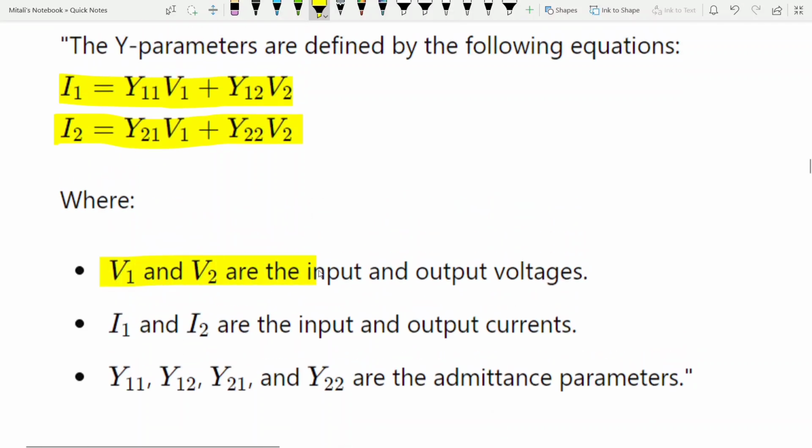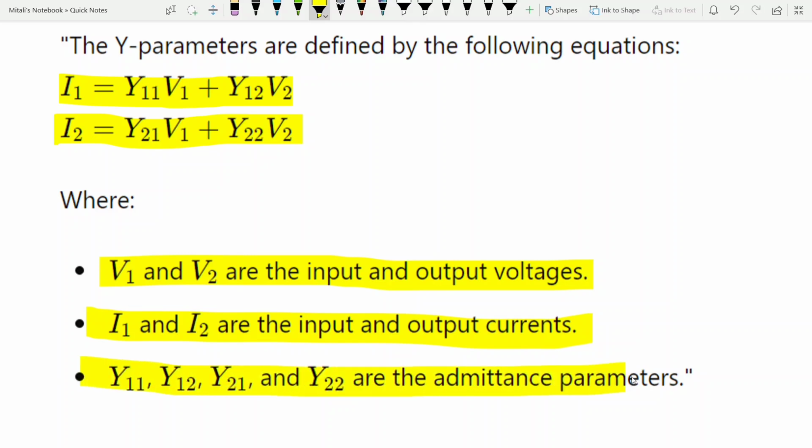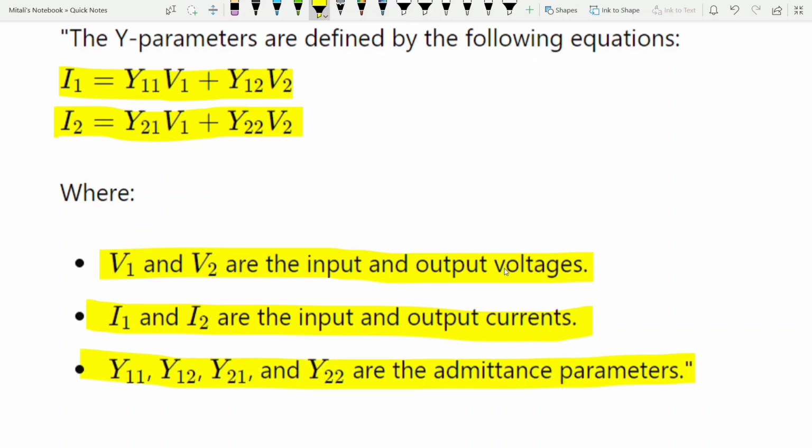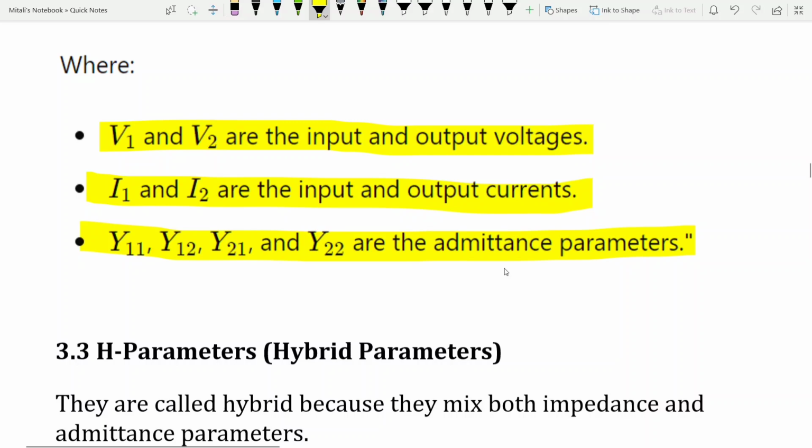V1 and V2 are the input and output voltages. I1 and I2 are the input and output currents. Y11, Y12, Y21 and Y22 are the admittance parameters. The Y parameters are particularly useful in analyzing networks where the elements are primarily admittances, like in AC analysis where capacitive and inductive elements dominate.